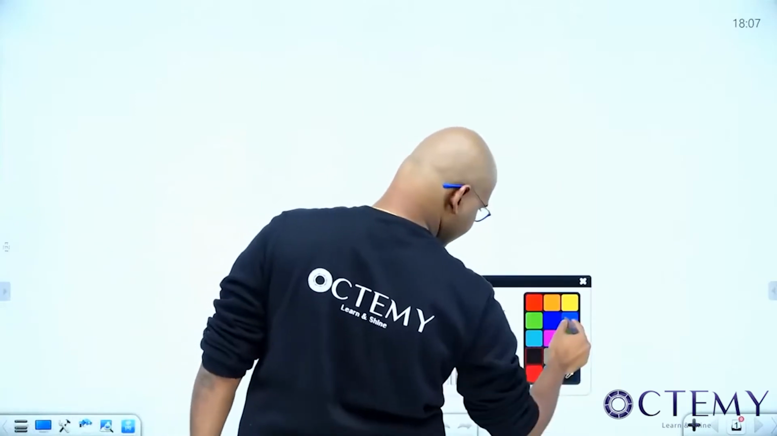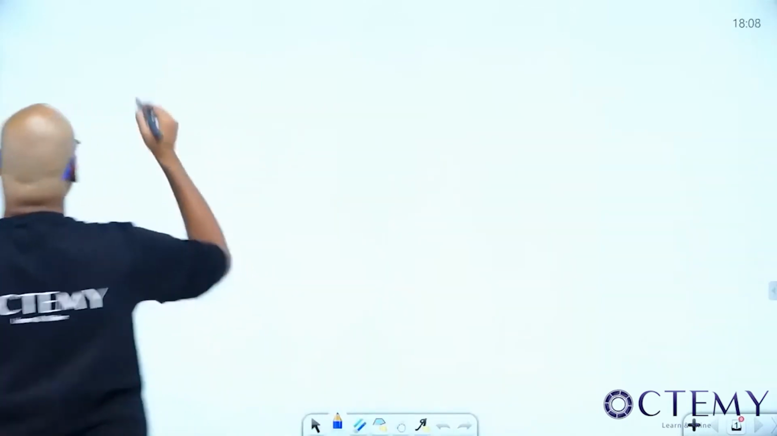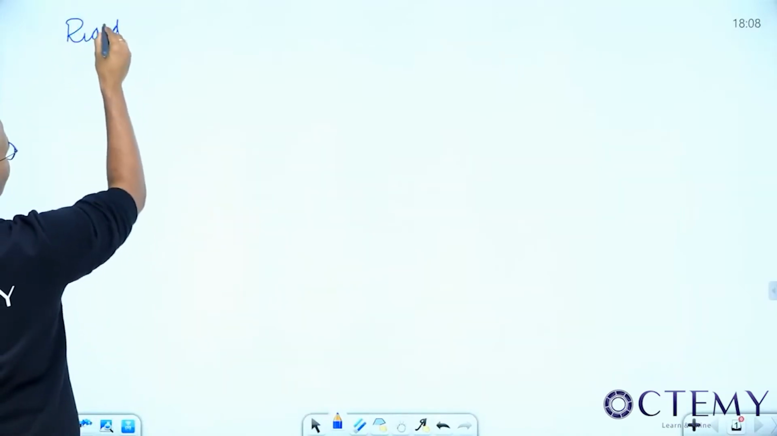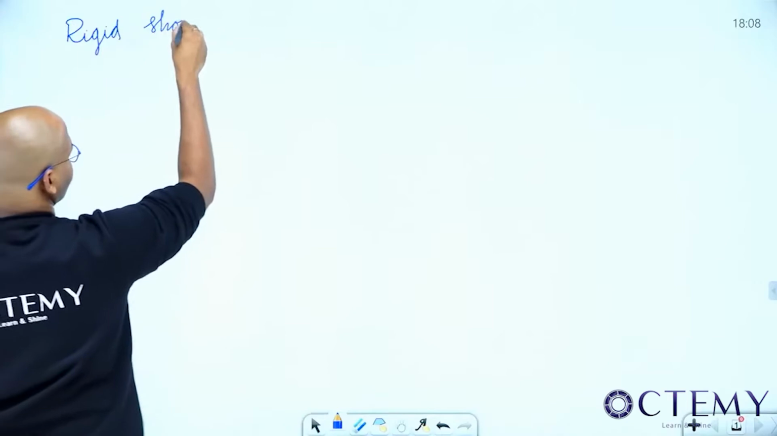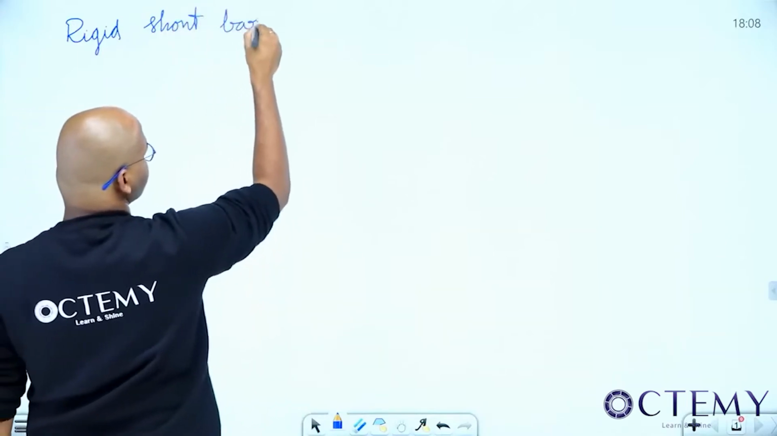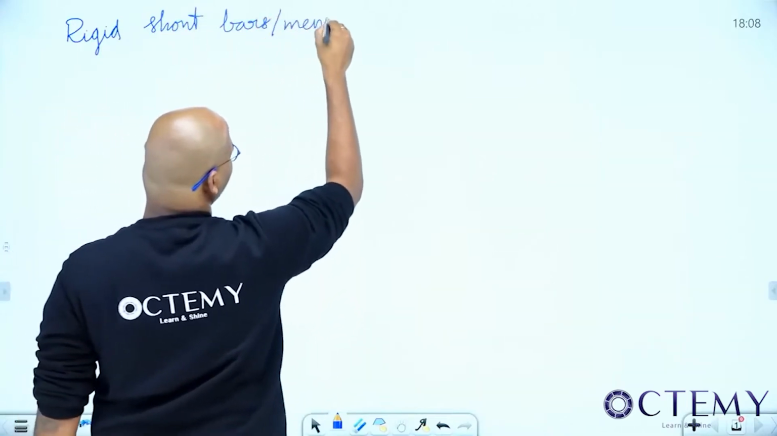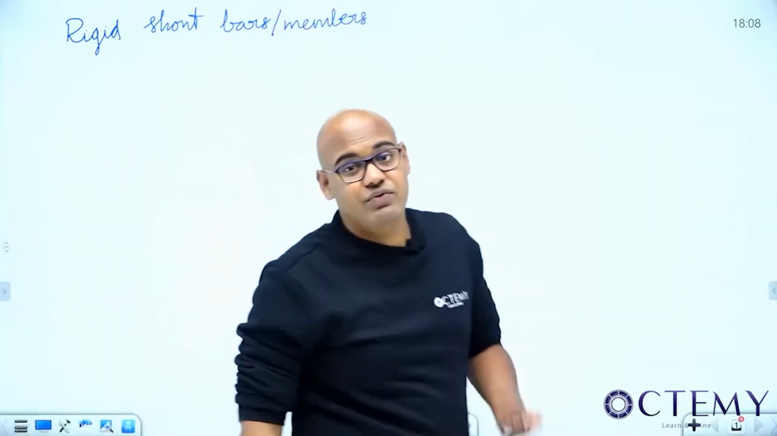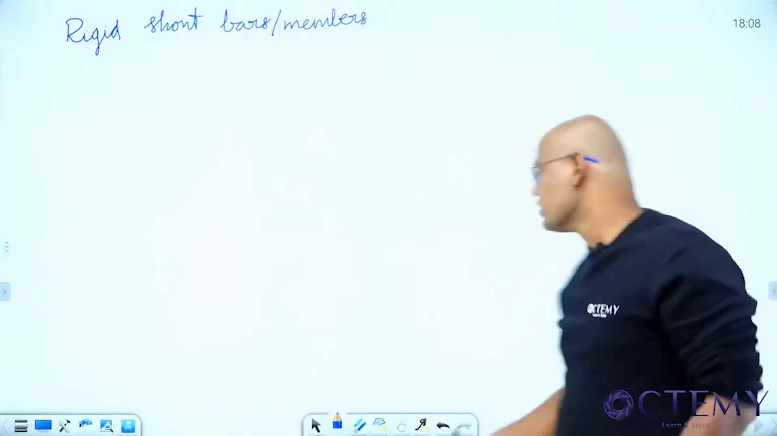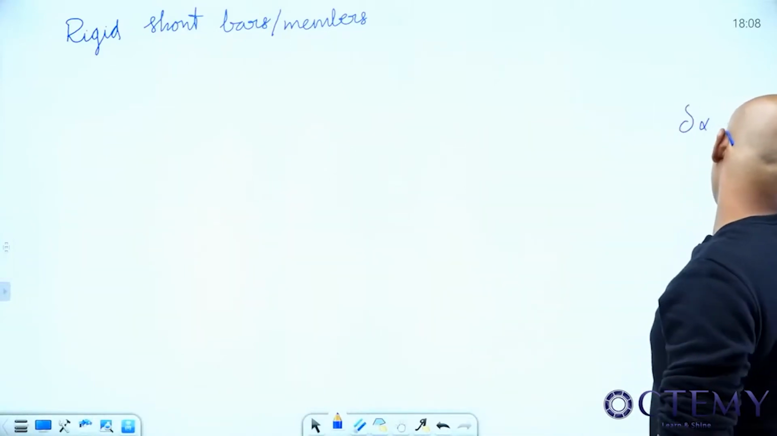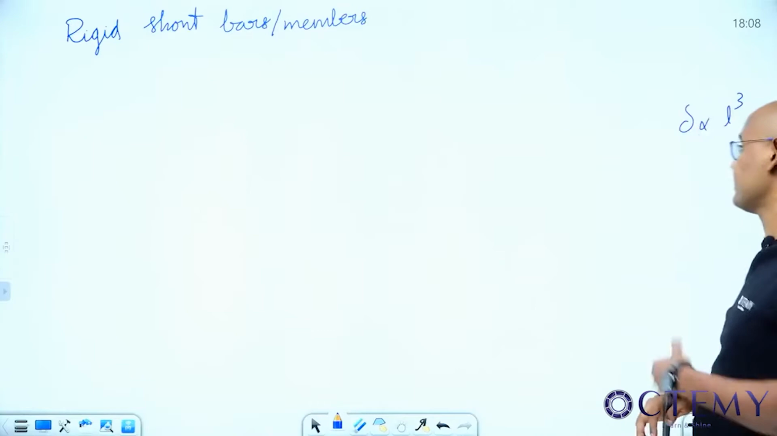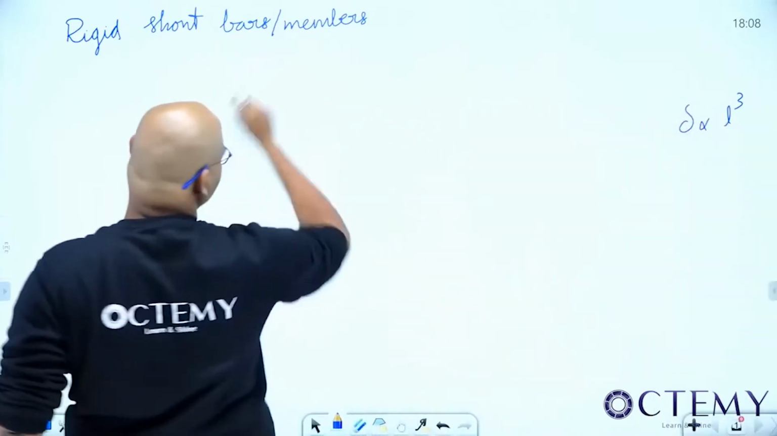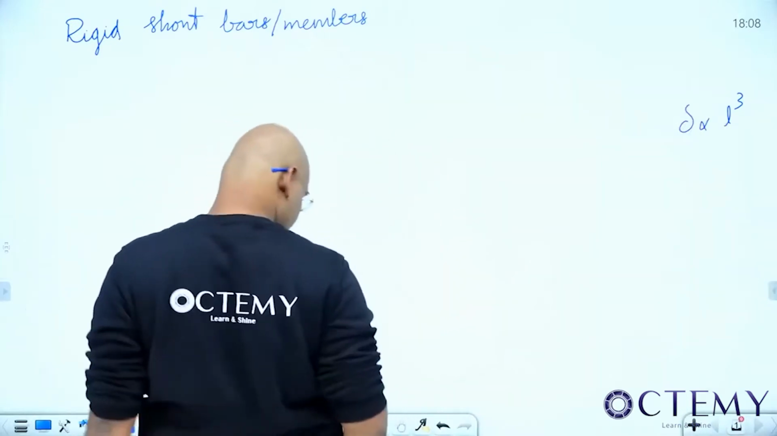So we have already written what a truss is. What is a truss? Rigid short bars or members. Why am I taking only short bars? Because as the length increases, the deflection increases at a very high rate, right? So deflection is proportional to L cubed. So as the length increases, deflection increases at a very high rate. So we go with what? Short bars are members. Rigid short bars are elements.